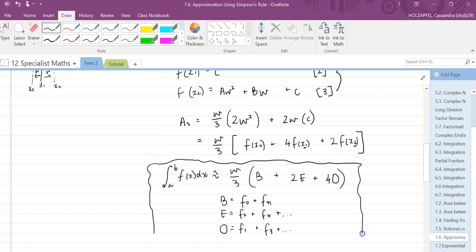So in the next video, I'm going to actually use this function and I'll show you how we integrate or approximate an integral using Simpson's rule.